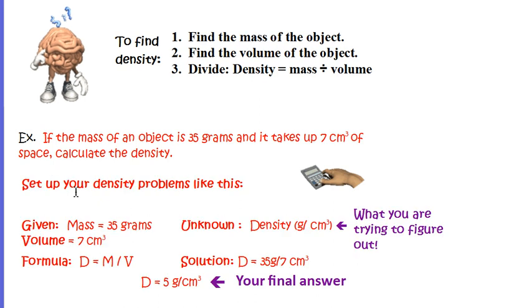So again, if you need to set up your density problem like this, you're given these things. You're given the mass is 35 grams, the volume is 7 centimeters cubed, and the formula for figuring it out is density is mass over volume. Our unknown, what you're trying to solve for, is the density. So the solution is density is equal to 35 grams divided by 7 centimeters cubed. You type that into your calculator and you should get an answer. 35 divided by 7 is 5. And then our unit of measurement, grams per centimeter cubed. That's your 5 grams per centimeter cubed. That's your final answer. The number and the unit of measurement are both necessary for your answer.